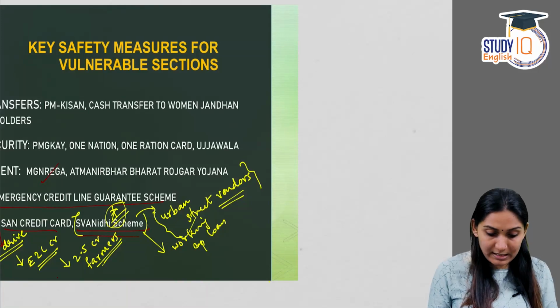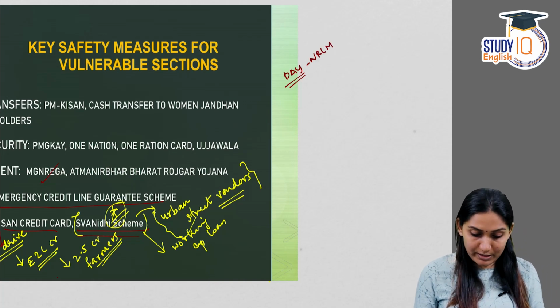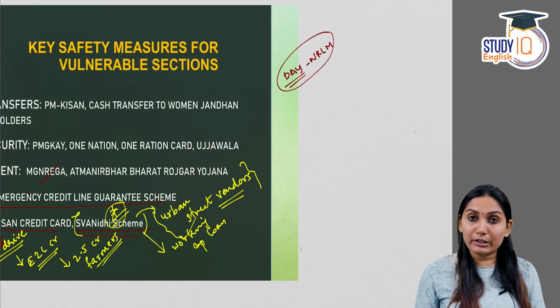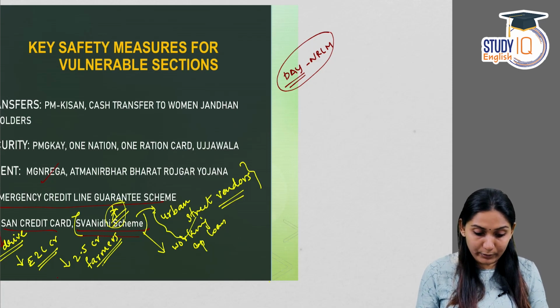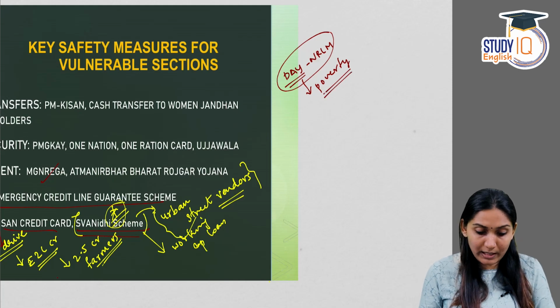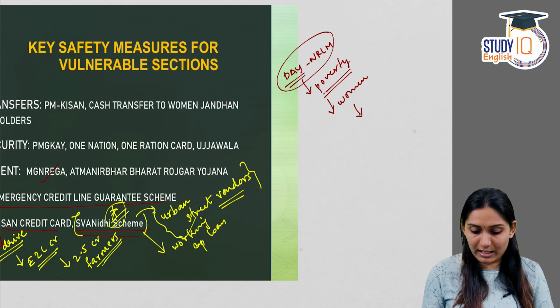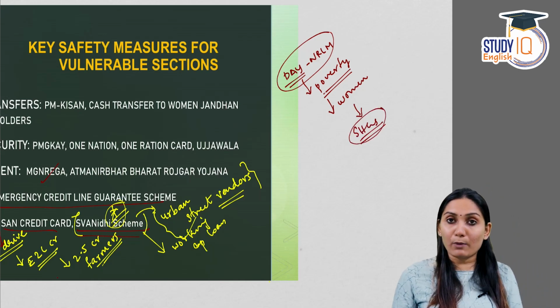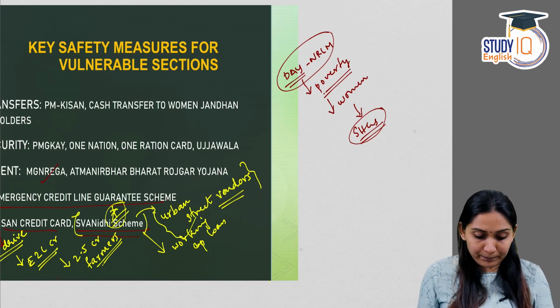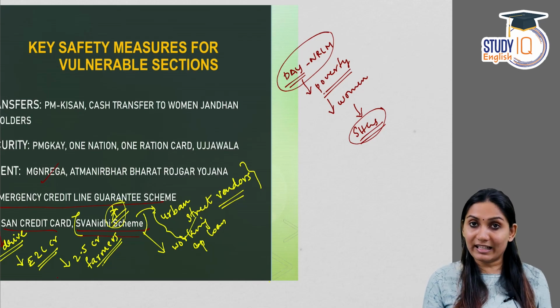Then apart from that, Deen Dayal Antyodaya Yojana, NRLM, that is the National Rural Livelihood Mission, aims to reduce poverty by organizing rural poor women into self-help groups. These self-help groups can undertake small businesses or small economic activities. So that is with regard to credit schemes.